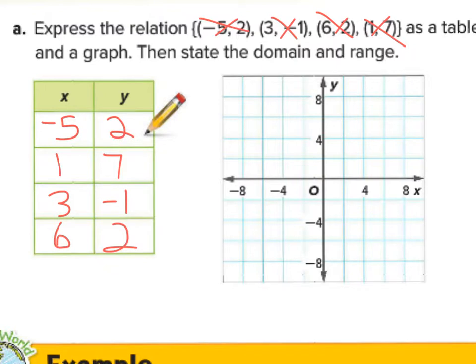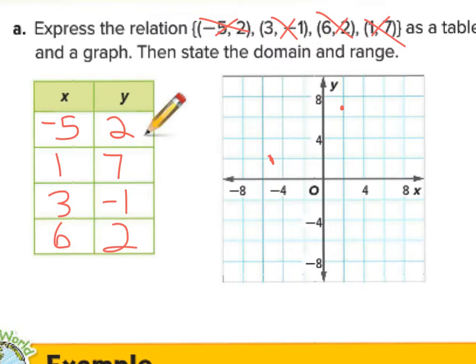So I have -5 and 2. The axis jumps by 2, because -2, -4, -6, so -5 is going to be right in between the two. I go right to that line, and I put my first dot there. Then I have 1 and 7, so again I start from the middle, jump over to 1, and go all the way up to 7, which is in between there. I put my dot there.